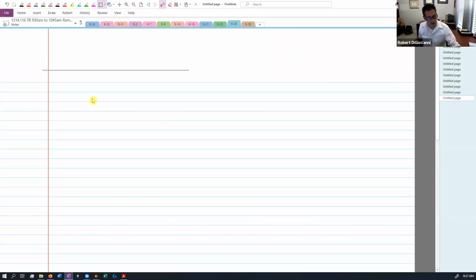Sketching a quadratic. Let's sketch f of x equals x squared plus 2x. Let's go with minus 8.